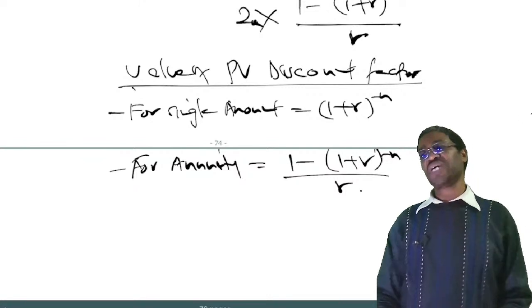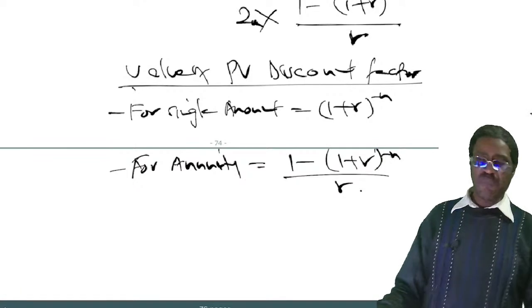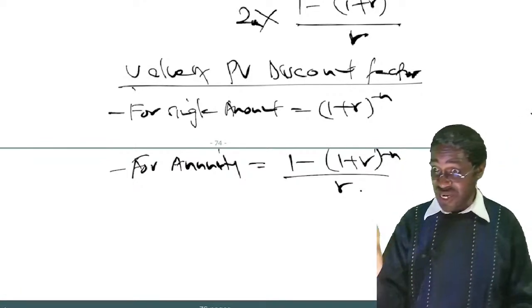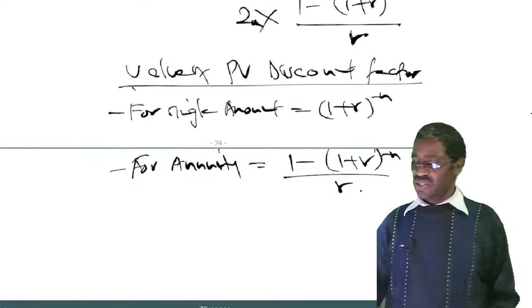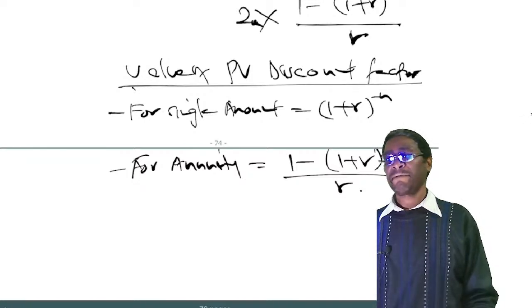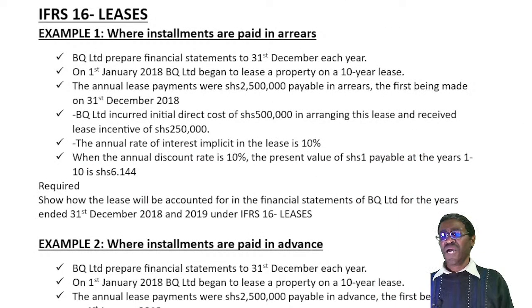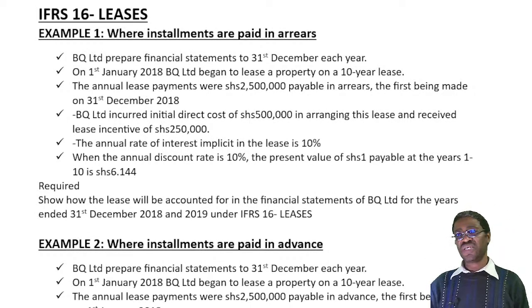So let me project a question now. We do it about how to get the liability and the right of use. That's my concern for today. Let me project a question now. I will also share it in the group. So there are 2 examples there I want us to do before we do a past paper question.